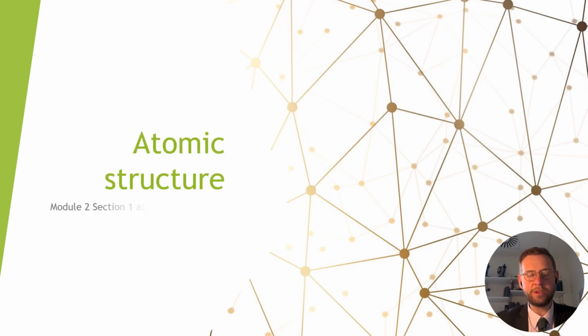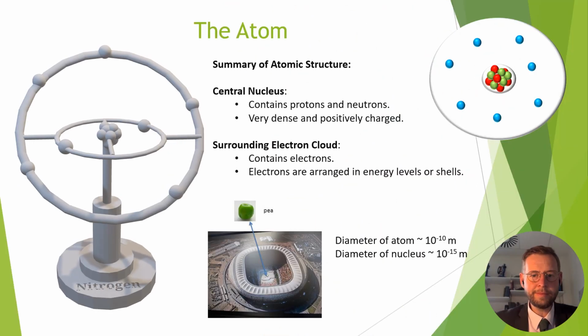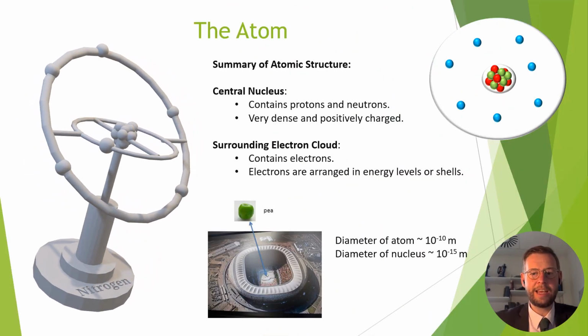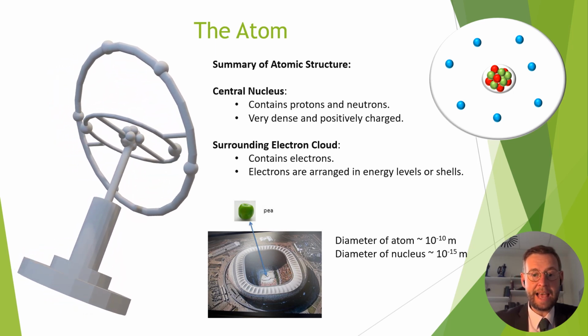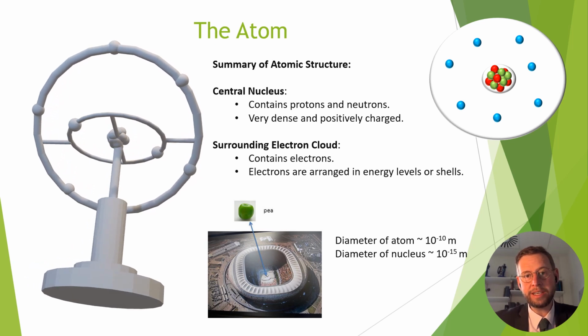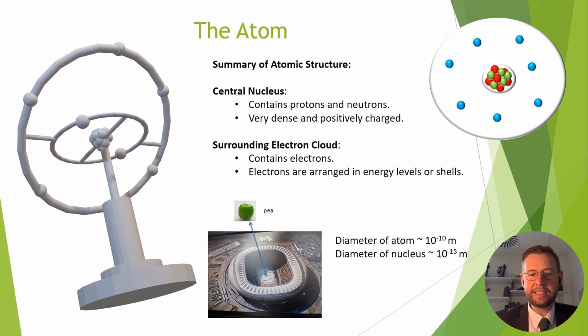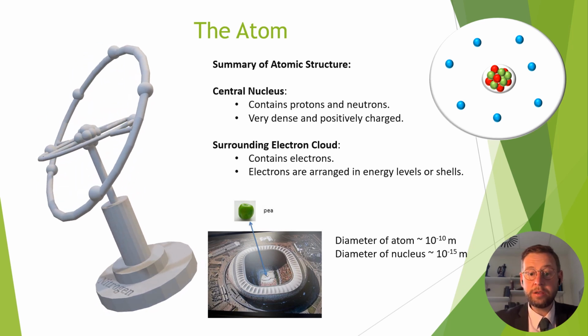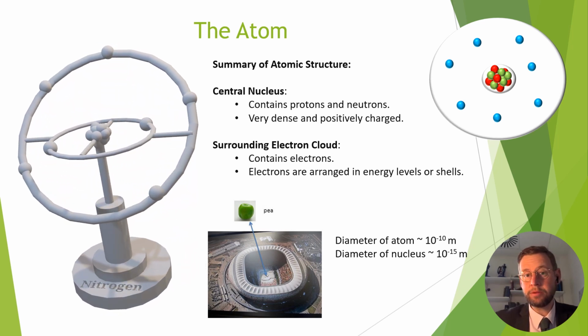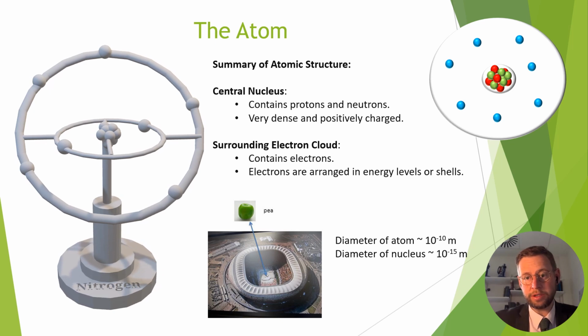So let us now launch into looking at atomic structure, what an atom is made of and how we represent it with isotope notation. So what does the atom contain? Well, principally two main areas: the central nucleus in the centre and the surrounding electron cloud. So the nucleus is where we find the protons and the neutrons.